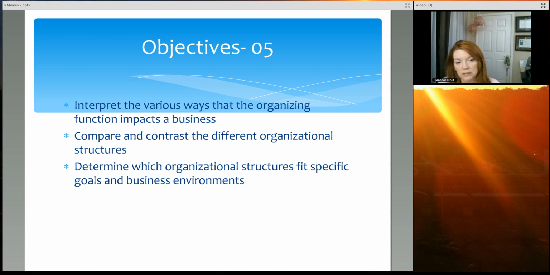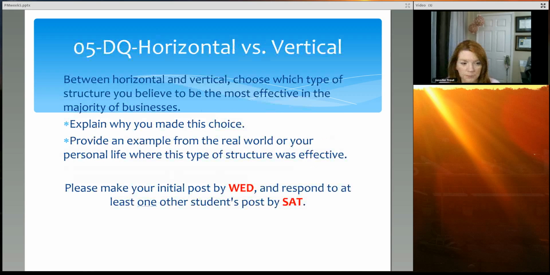So, objectives for week 5: we want to interpret the various ways that organizing functions impact a business, and we want to also compare and contrast the different organizational structures. And that's where that video will come in helpful for that particular objective. And then determine which organizational structures fit specific goals and business environments, which you'll be doing with your course project or written assignment.